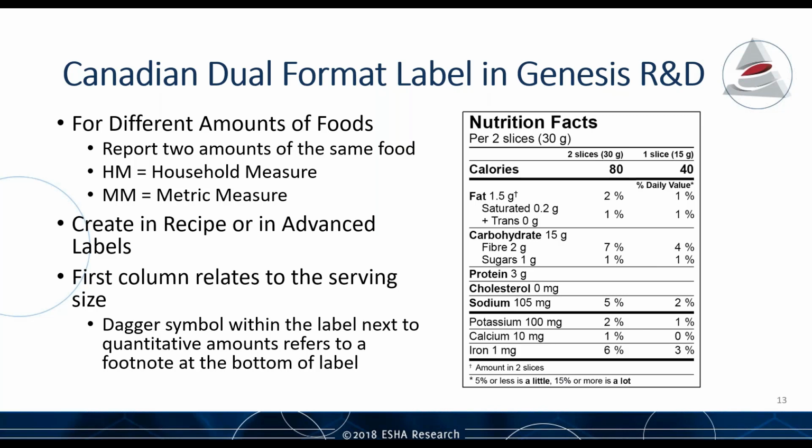MM refers to metric measure. You'll see both of these, HM1, MM1 connected with the first column information, and HM2 and MM2 connected with the second column. It's pretty straightforward, but those are new abbreviations that are showing up in Genesis, and those are specific to Canadian labels. So just wanted to point those out. Ben, can you show us those labels, please?